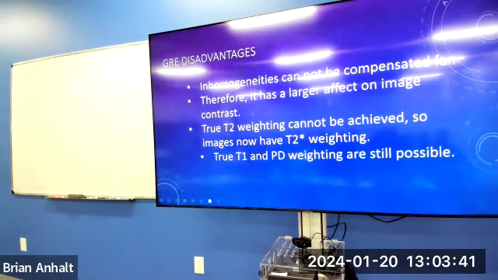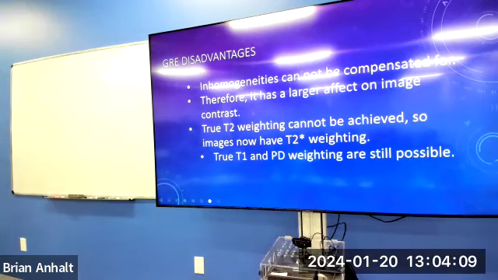What are the advantages of gradient echo sequences? What makes a gradient echo sequence different from a spin echo pulse sequence? Using the gradients for what? For creating an echo, right? We use the gradient to dephase and then rephase the FID to create an echo within the FID.